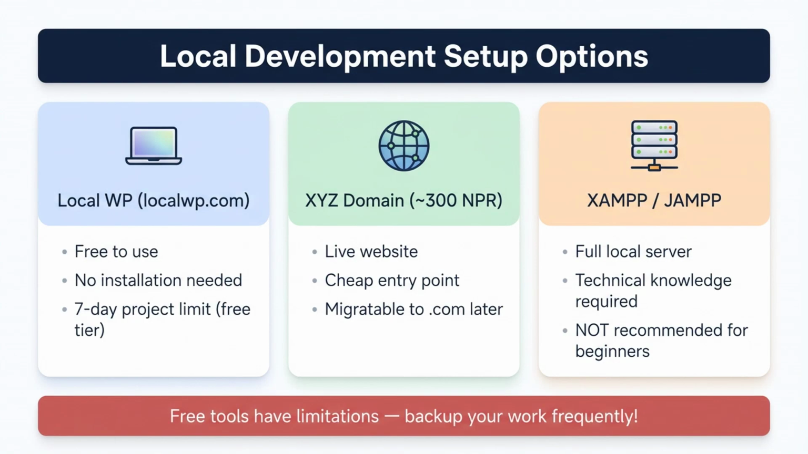So let's talk about the different ways you can set up a local development environment to practice WordPress. There are essentially 3 paths. First, there's Local WP, a browser-based tool that requires no installation and is great for beginners. Second, buying a cheap XYZ domain for around 300 Nepali rupees gives you a real live site you can later migrate to a .com. And third, XAMPP or JAMP, a full local server setup. But this one requires significant technical knowledge and is not recommended if you're just starting out.